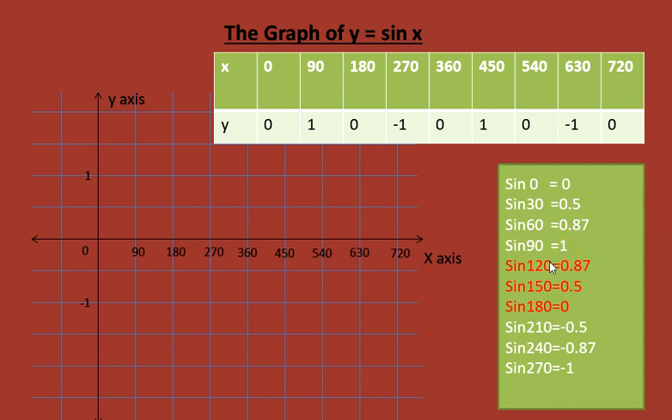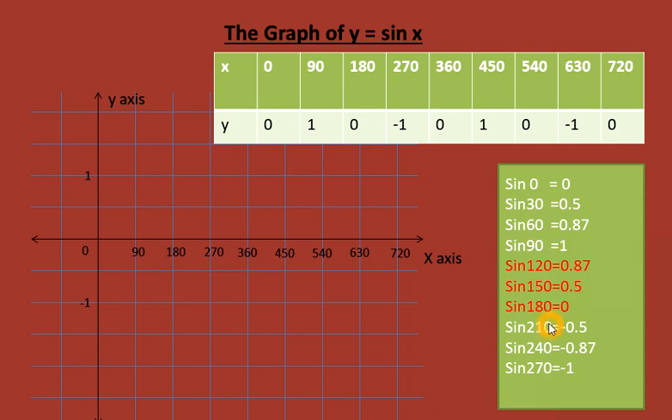The next one, sin 120: in this case the value decreased. Then sin 150 decreased again to 0.5. Then sin 180 is 0. That is, from 90 degrees to 180 degrees the sin values decrease from 1 to 0.